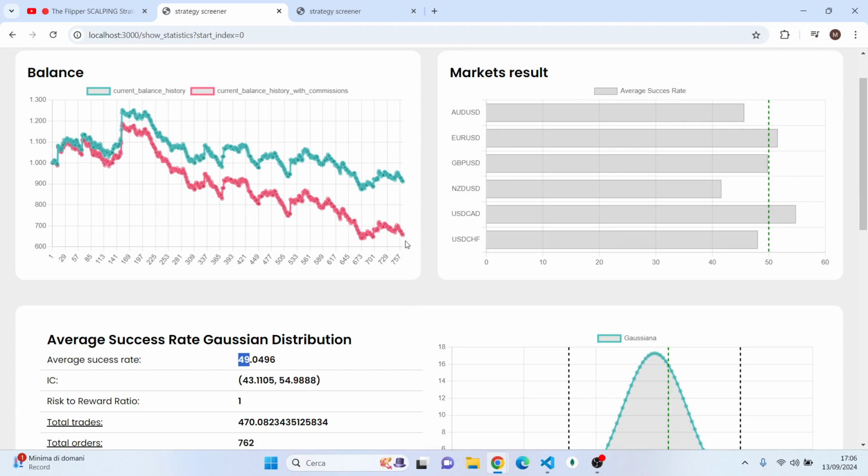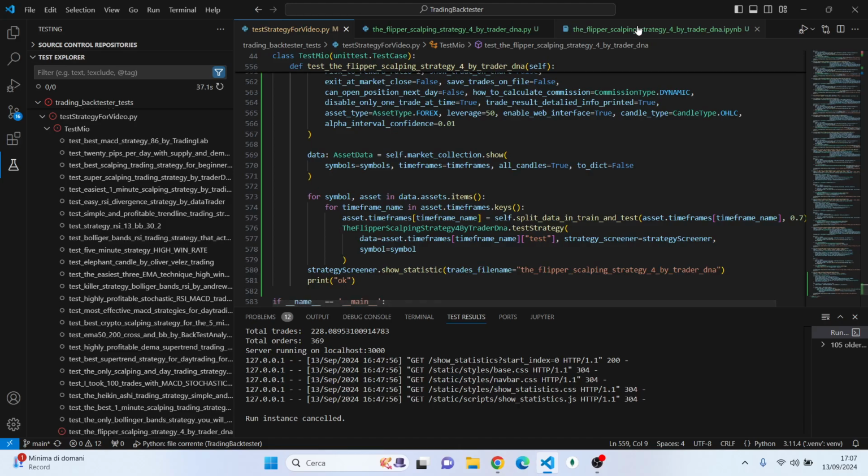The only good thing is that the commissions are not very high in this strategy, and as you can see, the balance with commissions is almost similar to the balance without commissions. But overall, the strategy doesn't perform well at all. But let's not give up. Probably there are some statistical techniques that we can apply and turn this strategy into something really profitable. So let's not give up and let's see if we can improve it.